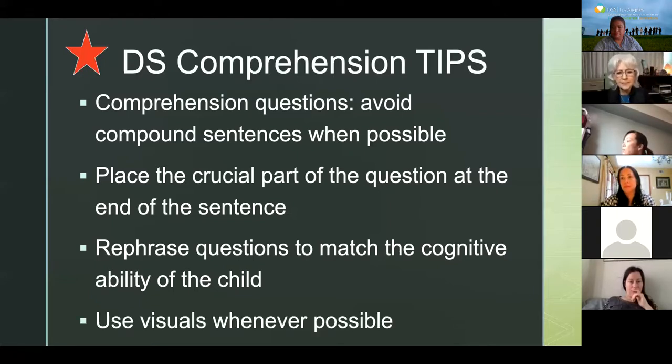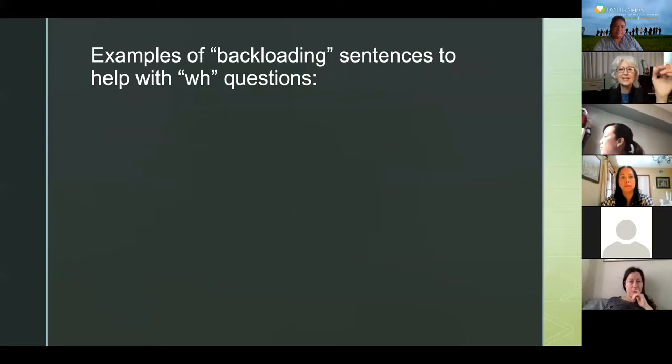All right, use visuals whenever possible. Okay, now I'm gonna show you about putting the crucial part of the question at the end of the sentence. And why would I do that? Short auditory memory. I'm gonna remember what you said last. Okay, let's look at that. Here's some examples. You backload the sentences to help with WH questions, which are so confusing, right?